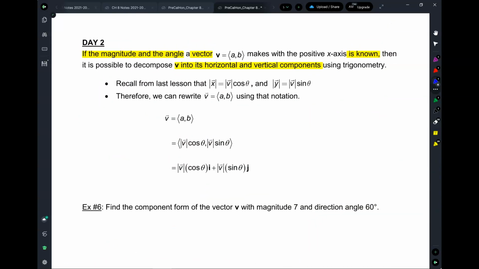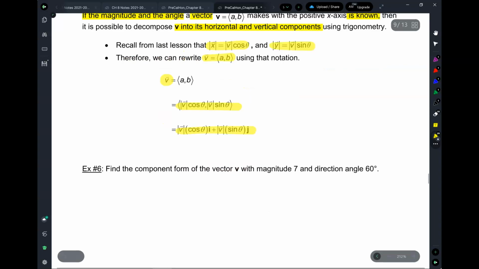If you have the magnitude of the vector and the angle it makes with the horizontal, for example, a player kicks a ball at 33 feet per second velocity with an angle of 40 degrees, you've got magnitude and direction. Then all you need to do is remember that x is v cosine theta, y is v sine theta. Then you can write it in component form. So the vector v will be written as v cosine theta, v sine theta, or you can also write it in terms of i and j, just like this.